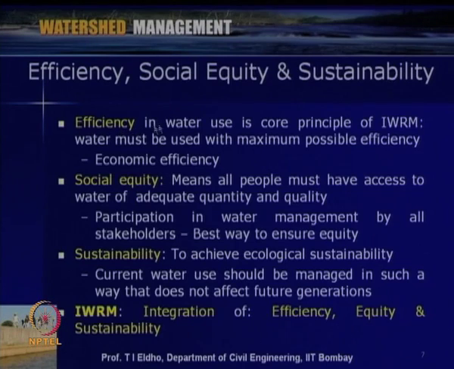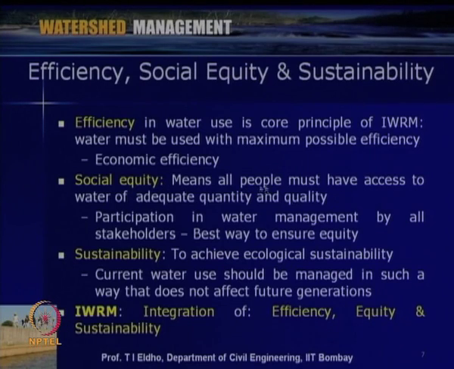As far as efficiency is concerned, efficiency in water use is a core principle of integrated water resource management. Water must be used with the maximum possible efficiency. As we discussed earlier, in the agriculture sector, for example, so much water is wasted. In India, more than 80% of the water is used for agriculture purposes. So how can we deal with this demand and supply management so that we can achieve efficiency? And then we also have to see economic efficiency. As we discussed, water resource has to be considered as a good with an economic value so that we can achieve economic efficiency.